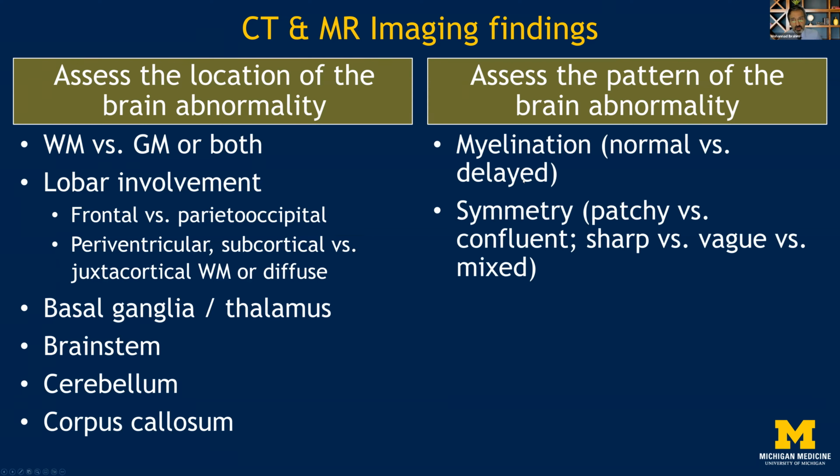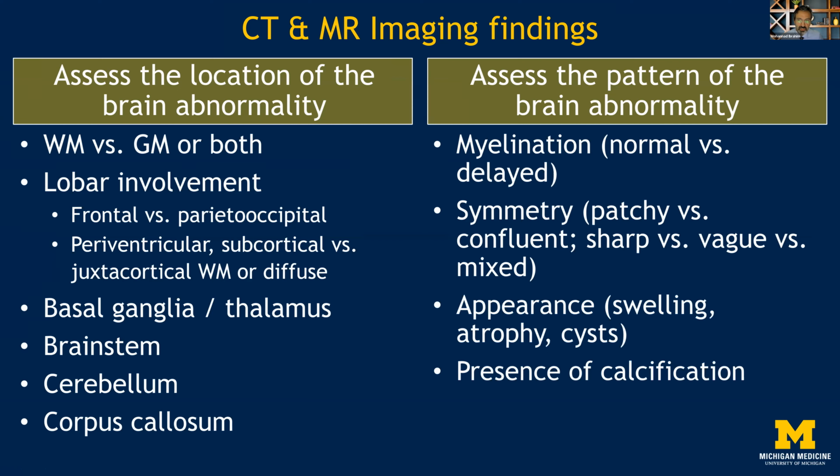You want to first and most importantly decide what the myelination is like. Is it normal, or is it delayed myelination? The pattern of these disorders, is it symmetric, patchy, confluent, or does it have vague borders? And then if there's a mixed pattern between patchy and confluent lesions, the appearance, is there evidence of brain swelling or brain atrophy? And then, very importantly, sometimes to assess for the presence of parenchymal cysts.